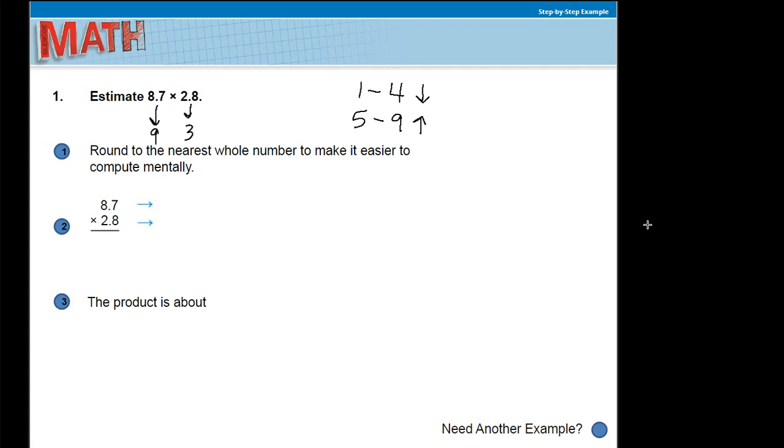So we have our multiplication right here, and we want to compute this mentally. That means finding really nice numbers that go together. I know what 9 times 3 is. I don't know what 8.7 times 2.8 is. So 8.7 times 2.8 becomes 9 times 3, and we're going to get 27. So our product is going to be about 27.